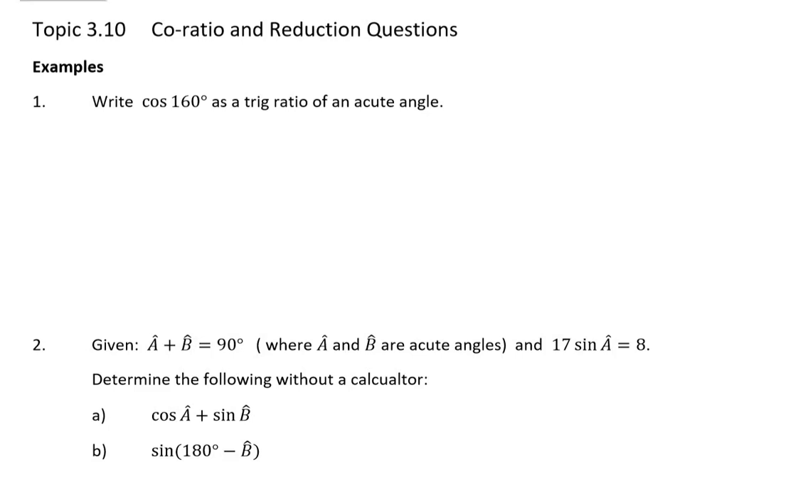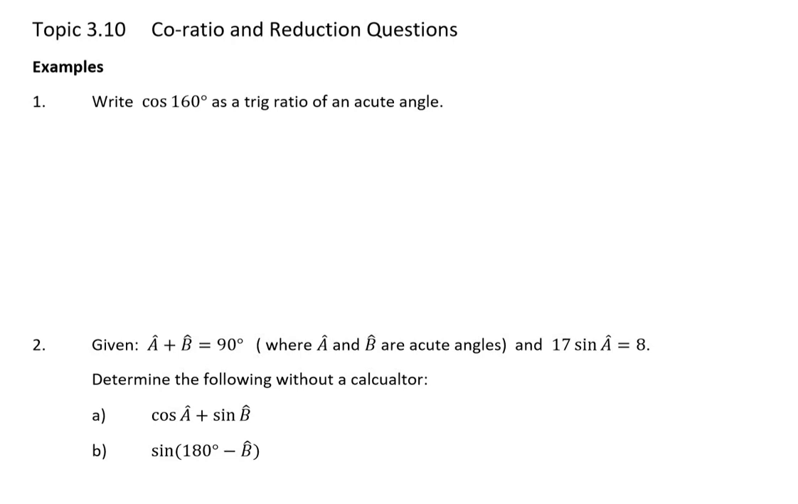Hi grade 11s. This is topic 3.10, which is the end of the reduction section. So we've done all the types of reduction that we can, and now what's left for us is to practice quite a lot. We're going to focus on co-ratios in this video, simply because that's probably the most difficult of the reductions, and we're going to practice a whole bunch of reduction questions, and then hopefully this is a topic in trig that we'll really enjoy. So let's look at some examples together.